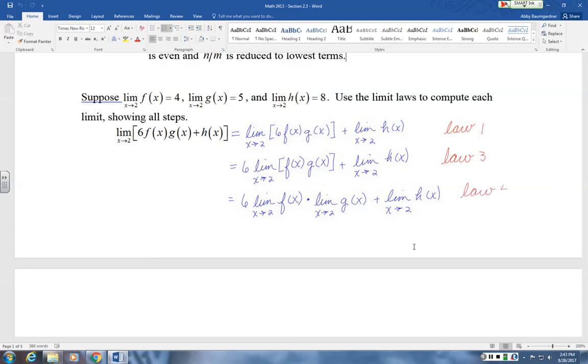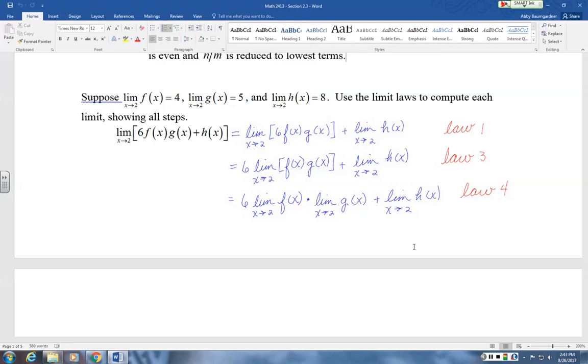You do not have to memorize the individual numbers for the laws. It would be nice to know that this is the product law or the constant multiple law. But even then, when we reference this in the future, we're just going to call this theorem 2.3.